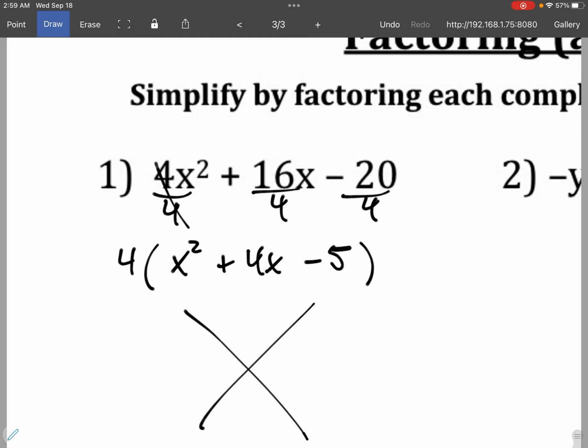Everybody, the 4 is factored out. Don't worry about it, okay? Two numbers are going to multiply to negative 5, add up to positive 4. What are these two numbers? We're going to leave this to you.